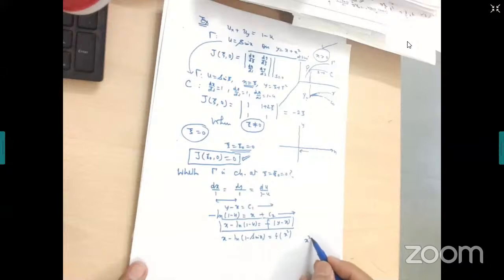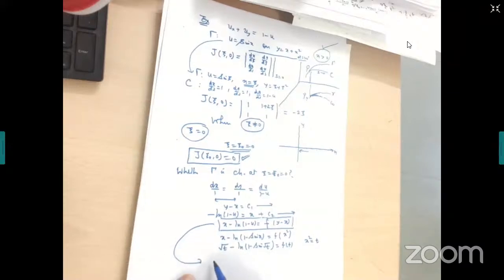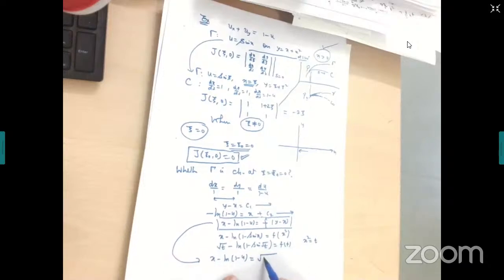You take x square equal to t. So what do you get? Minus root t minus 1 minus sine of root 3 t. This is f of t. And therefore, quickly I can write this as x minus ln of 1 minus u is the square root of y minus x, correct?